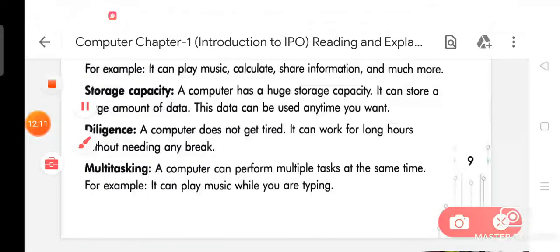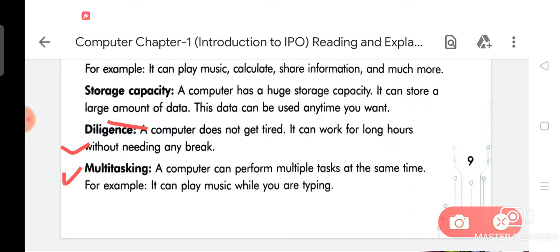Now, diligence. Your next topic is diligence. A computer does not get tired. It can work for long hours without needing any break. Next, multitasking. A computer can perform multiple tasks at the same time. For example, it can play music while you are typing.